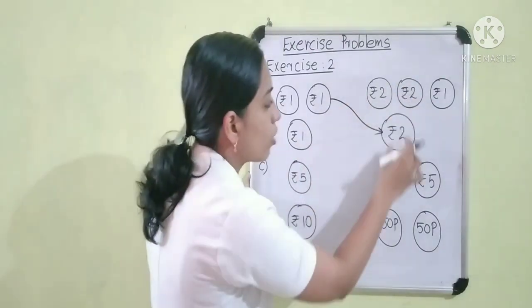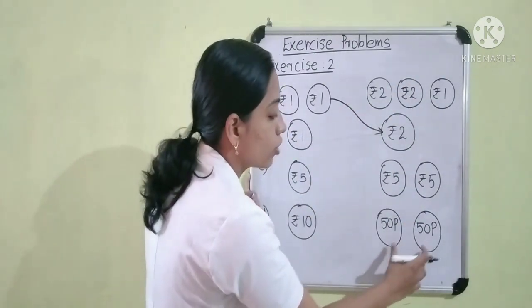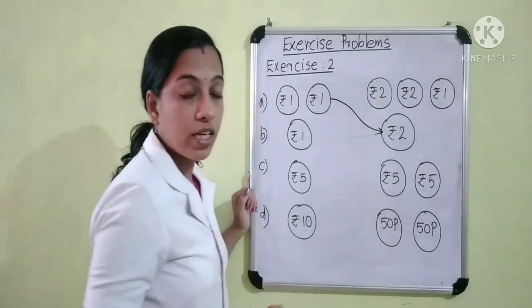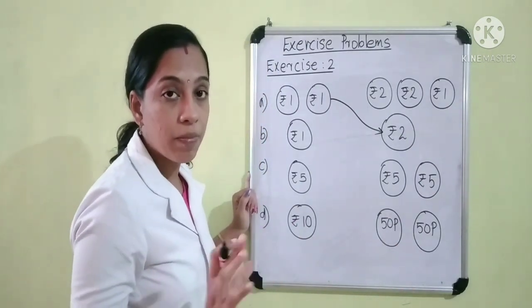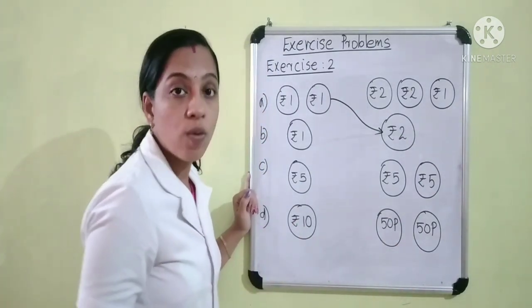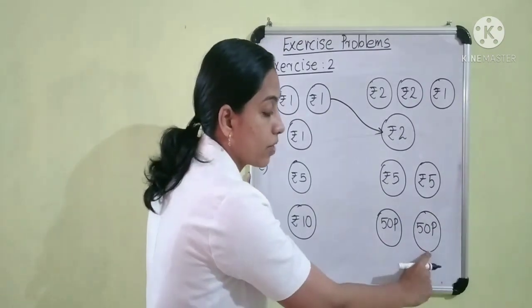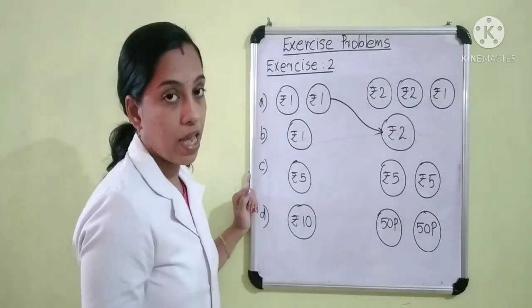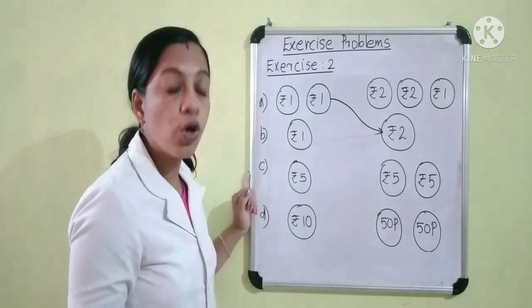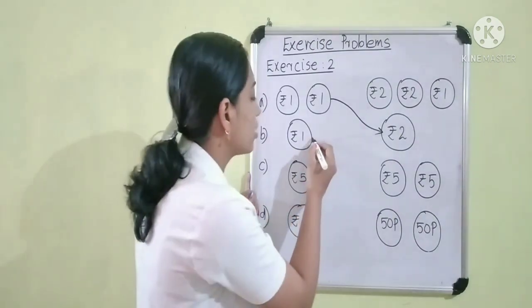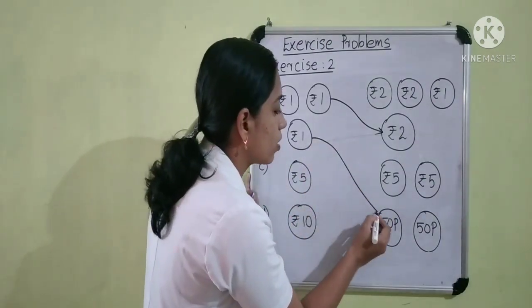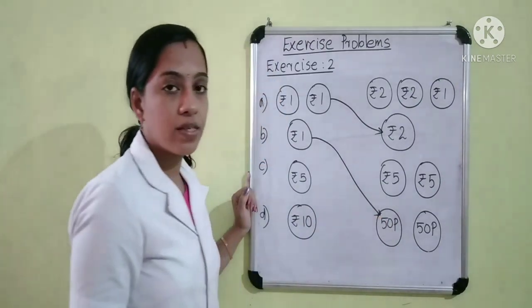Let us check the values of these coins. Here we can see 2 50 paise coins. We learned 2 50 paise coins make 1 rupee. How? Yes, 50 paise plus 50 paise, we will get 100 paise. We know 100 paise is equal to 1 rupee. So let us match this 1 rupee coin with these 2 50 paise coins.